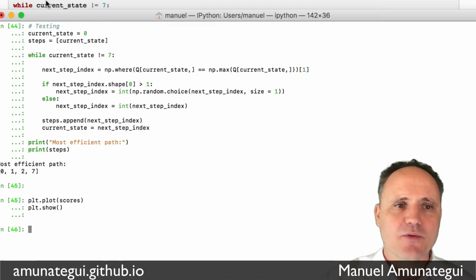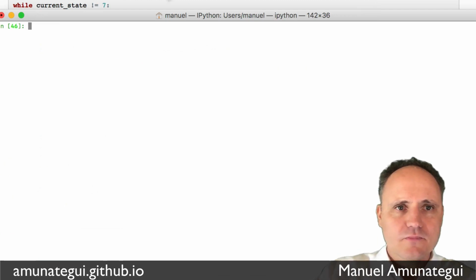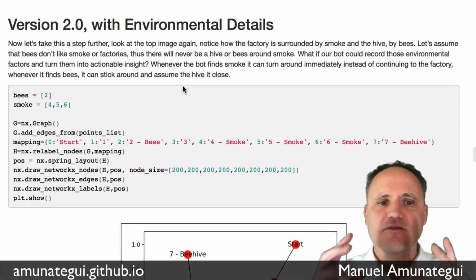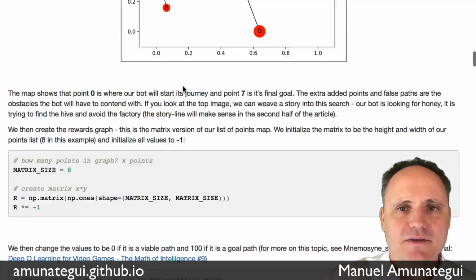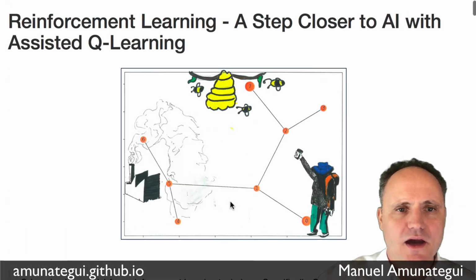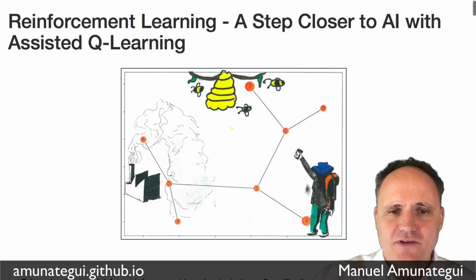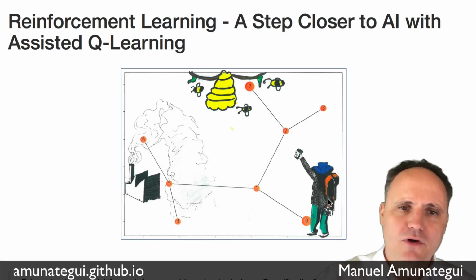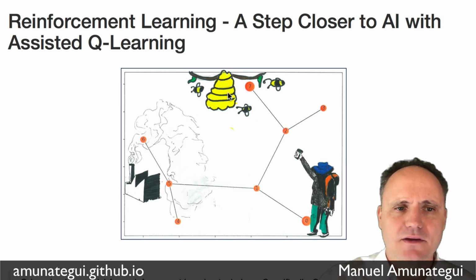So let's take this example one step further. Hopefully you're still with me, and we're going to add environmental details. So let me look at the artwork that my kids did. Here you have 0.0. So imagine this is a bot, an automated bot looking for honey. He has his jar, and he wants to get to the beehive, right?